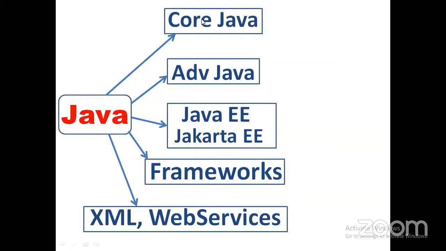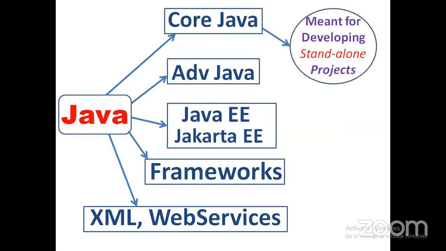Now, as part of core Java, if you learn core Java, what are you learning? You are learning how to develop standalone applications. What is the meaning of standalone application? A simple calculator, a software that you install in your computer, it will run only in that computer. That is called a standalone application. A software that is installed in one computer and executes in that particular computer is called a standalone application.